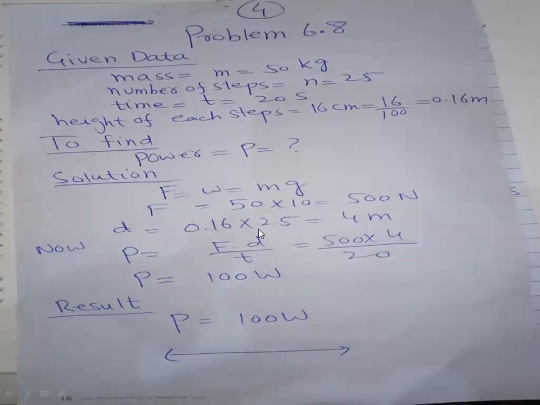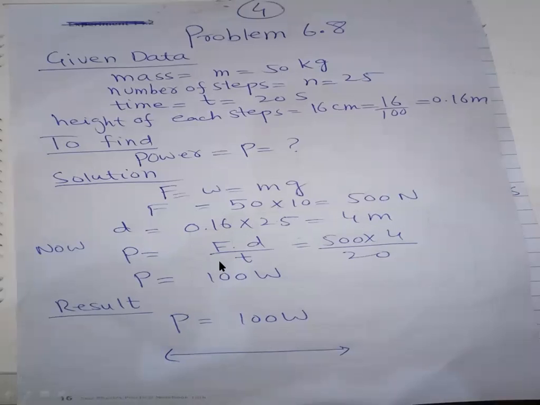Again, we have 25 steps and the height between one step to another is 0.16 meter. If we multiply 25 by 0.16, the man has covered 4 meter distance, right?